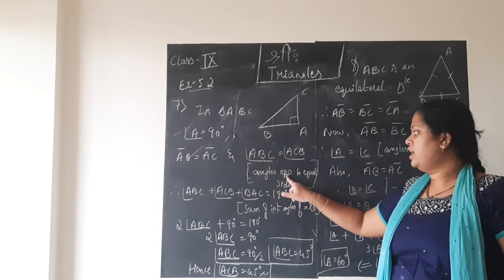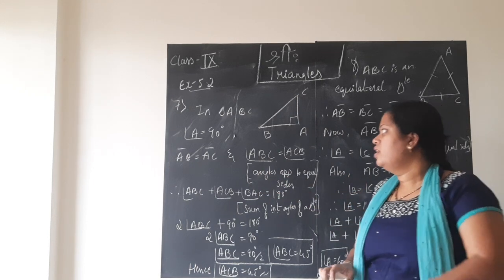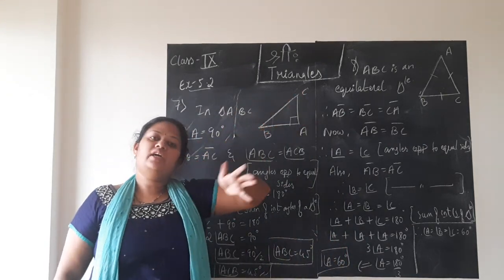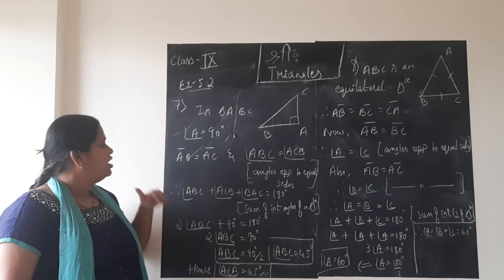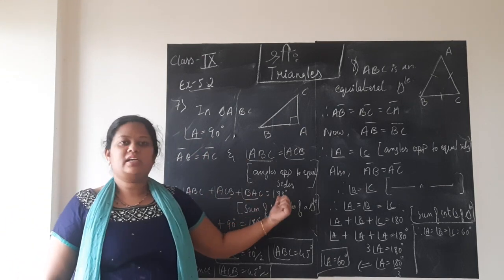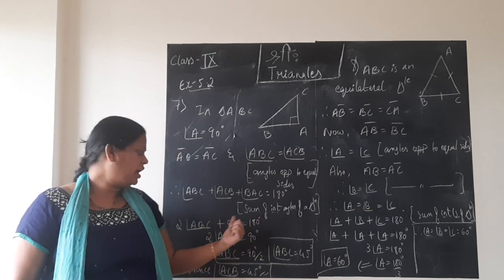Why have I written the reason? Angles opposite to equal sides. Now children, if you consider this triangle ABC, we know the sum of interior angles of a triangle is 180 degrees. Using that concept, in triangle ABC, angle A plus angle B plus angle C is 180 degrees. I have given the reason in the bracket.